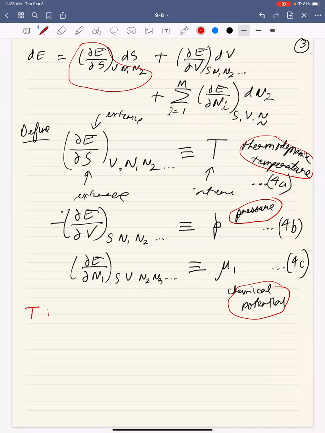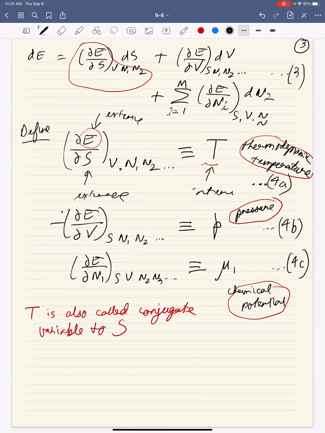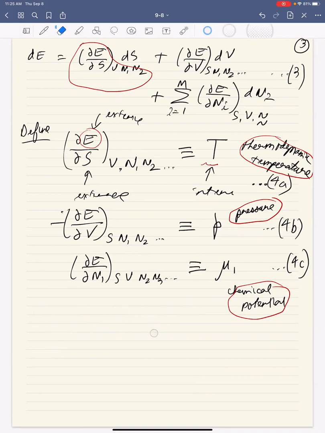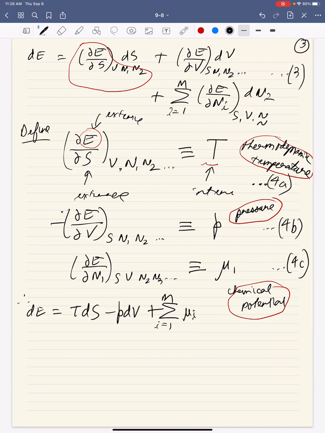So sometimes this temperature is also called the conjugate variable to S. So you can see in the energy representation, temperature is accompanied by change in S. So if we write down, let me first write down equation 3. This is equation 3 by using this notation that we have just introduced. And then I will get to the conjugate variable part. Okay, let me scratch what I said about conjugate variable. Let me write down equation 3 again, then I will get to it. If you wrote it, you don't need to erase it, it's fine. So therefore, dE is going to look like TdS minus PdV plus summation i equal to 1 to M, mu i dNi.